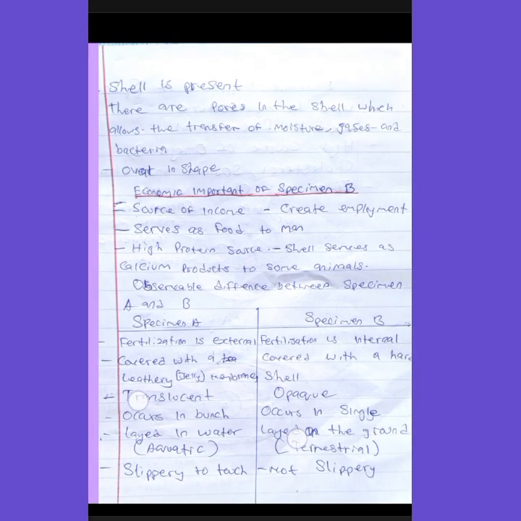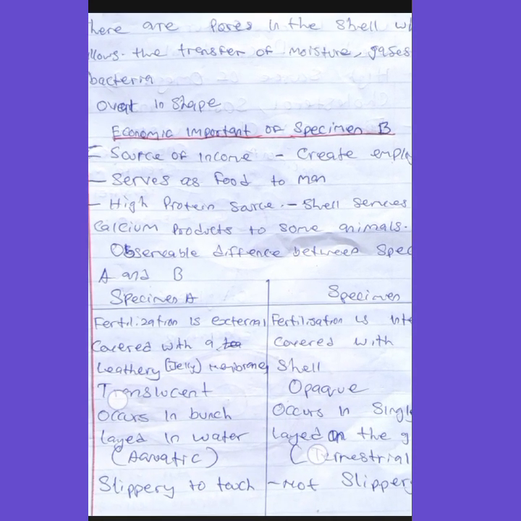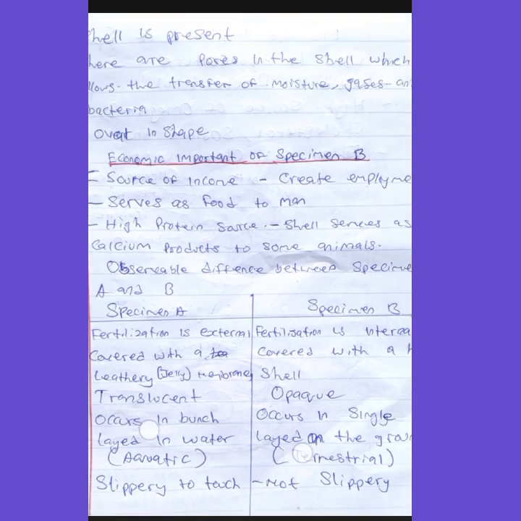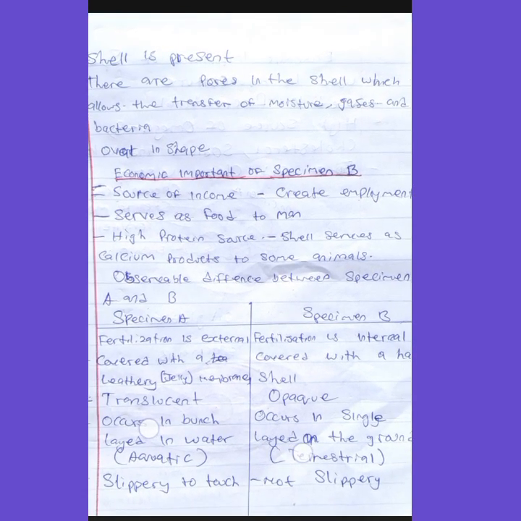We have the economic importance of specimen B. It serves as a source of income. It creates employment. It serves as food to man. It is a high protein source. Also, it has carbohydrates. The shell serves as a calcium product for some animals.